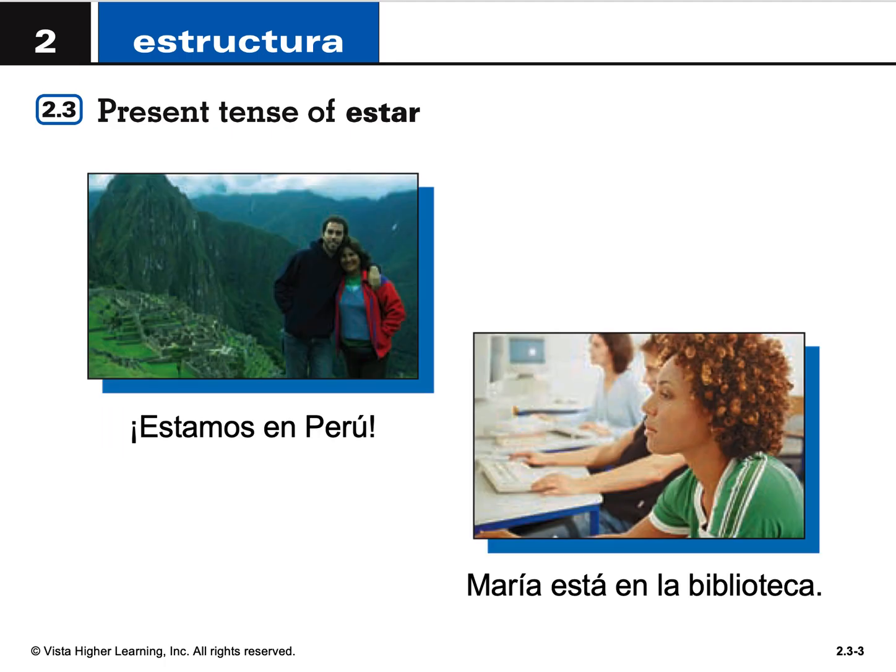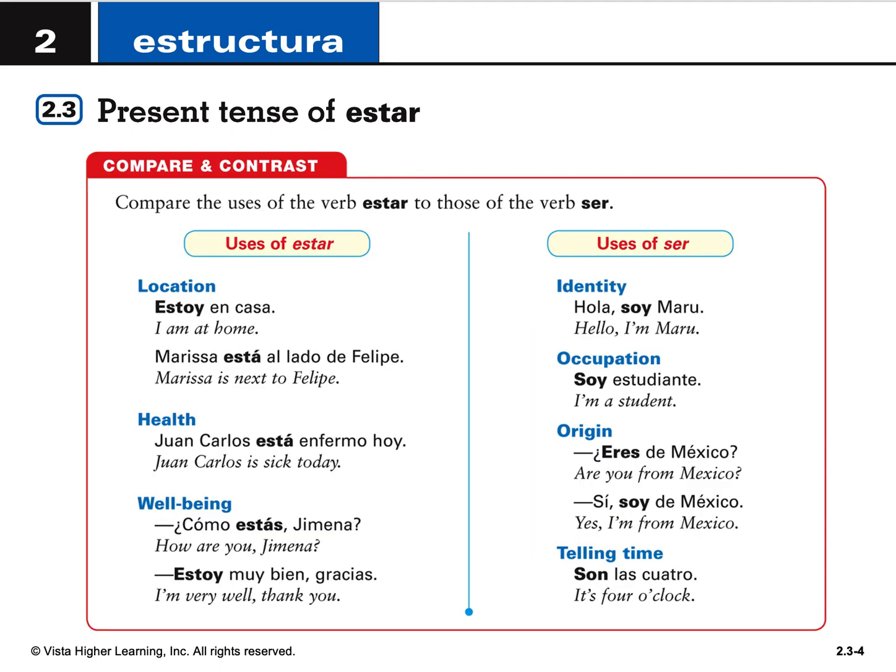The present tense use of estar is related to specific ideas. So estar is used if you're in a location. So estamos en Perú, we are in Peru. So estar would be the proper usage there for a location. Same thing with María está en la biblioteca. Maria is in the library. That's a location. Estar is the appropriate form of to be for a location.